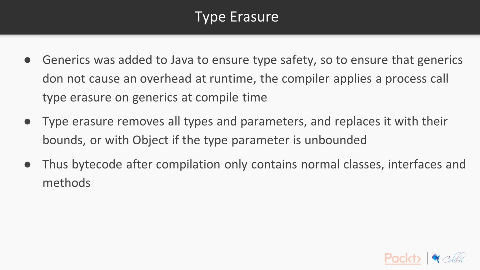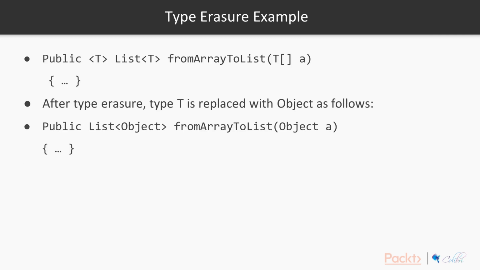So thus, the bytecode after compilation will only contain normal classes, interfaces, and methods, not the type parameters themselves. So, for example, this might be our code: public T, list of T from array to list. After type erasure, T is replaced with object as follows. So T gets swapped out for object. So this is what would be in the bytecode. This is what would be in our code, and that's purely to speed up execution time.